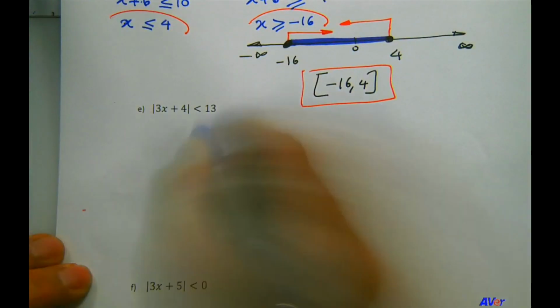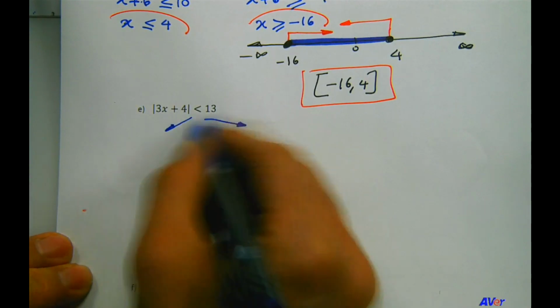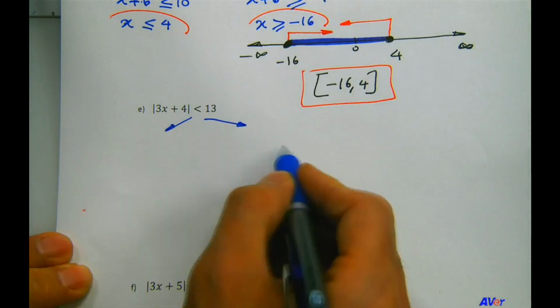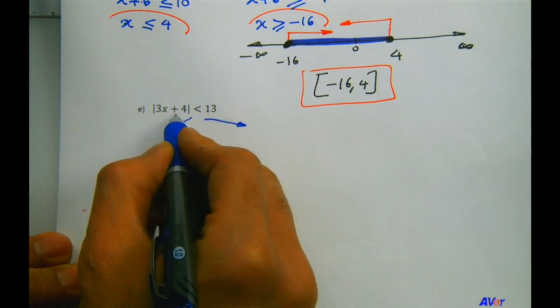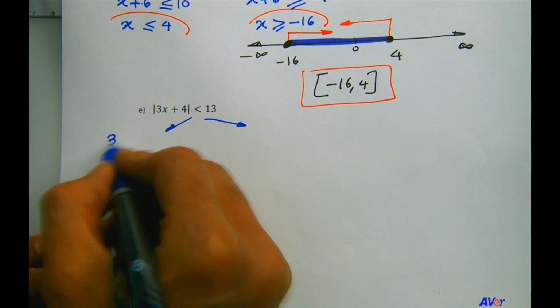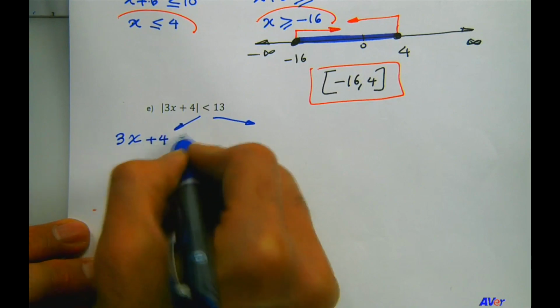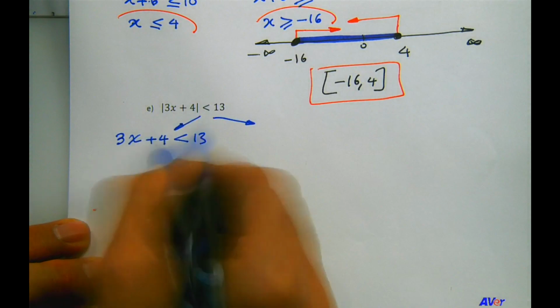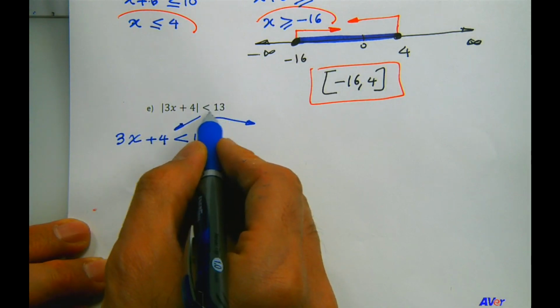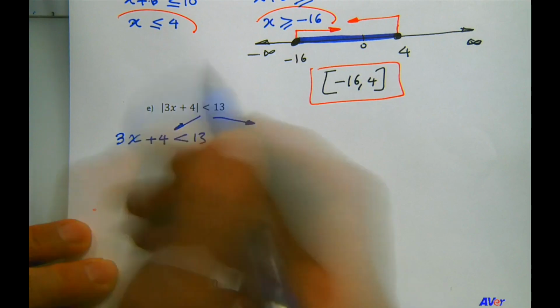So this one, same story, right? We're going to have to remove the absolute value to solve this. And when we do that, we end up with two solution paths. One solution path is the same thing without the absolute value bar. So 3x plus 4 less than 13. Notice this side cannot be equal to 13, right? That's what we call strict inequality. So that's one of the solution paths.